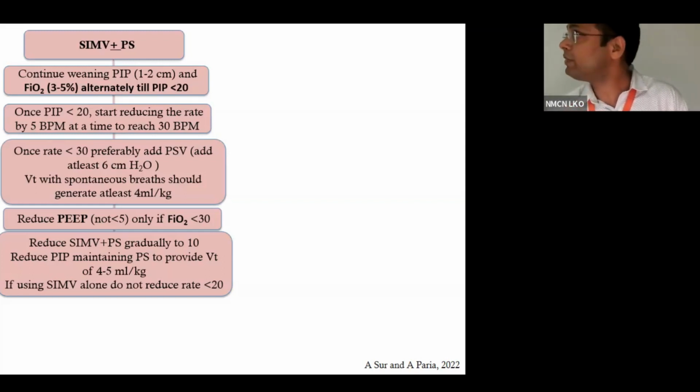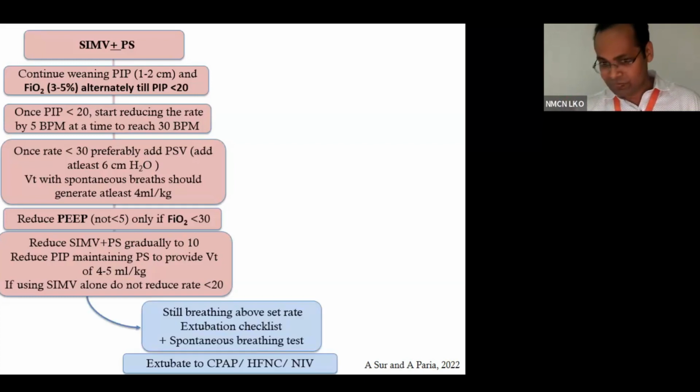If the child is on SIMV mode and pressure support ventilation is not already added, then we can add the PSV also. It should be roughly 30 to 50% of the PIP minus PEEP. We should ensure that the tidal volume generated from the spontaneous breath is at least 4 ml per kg. Subsequently, we should reduce the PEEP if it is high, more than 5, but it should never be less than 5. Then we can further reduce the rates. And once the rates have been weaned, we need to check that the child is spontaneously breathing.